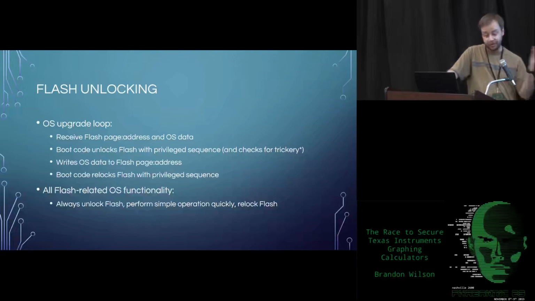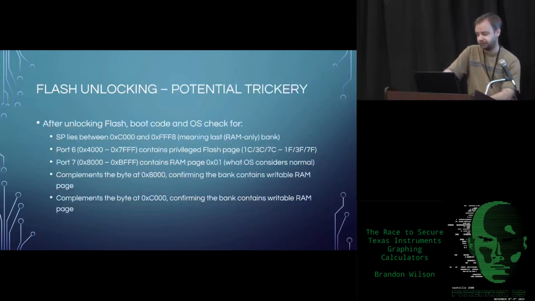And then finally, four, it relocks flash using the same privilege sequence as before, writing a 0 to lock it back. So anytime the OS does something involving modifying flash, it will unlock it, perform some simple operations as quickly as it can, and then relock the flash to try to minimize any type of exploit. So as I mentioned, it checks for trickery.